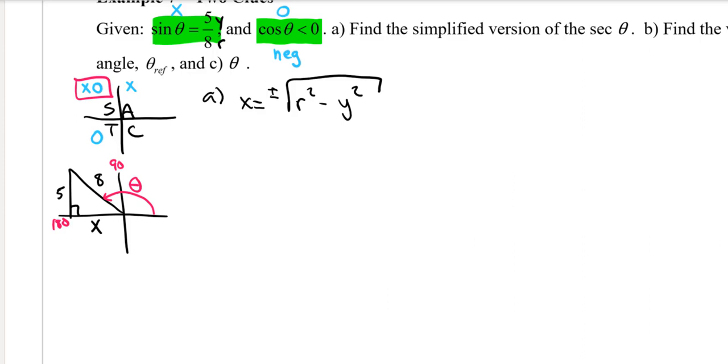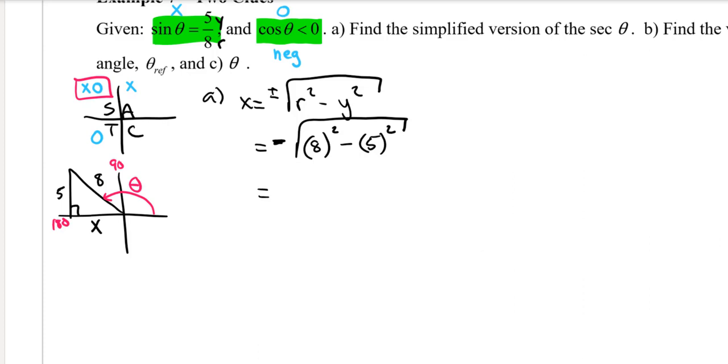So the value for x is going to be like the Pythagorean theorem, only instead of a's, b's, and c's, we're using x, y's, and r's. Anytime you're trying to find a leg of a right triangle, it's always going to be the square root of the hypotenuse squared minus the other leg squared, which in this case is r, our radius, which is 8, and then our other leg, the y value, which is 5. Now, being in quadrant 2, we're going to be using the negative version of that square root.